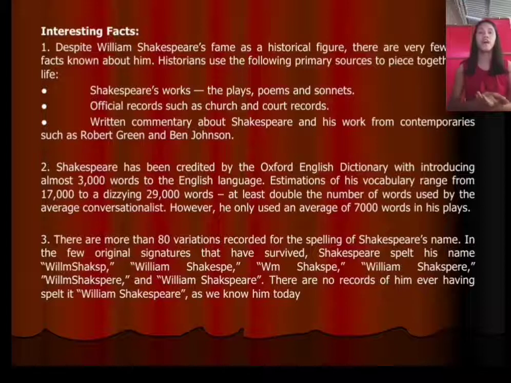Number one, despite his fame as a historical figure, there are actually very few hard facts known about him. So historians use the following primary sources to piece together his life. Number one is his works: his plays, poems, and sonnets. Second are the official records, such as church and court records. And third is the commentary about him by his fellow writers like Robert Greene and Ben Jonson.